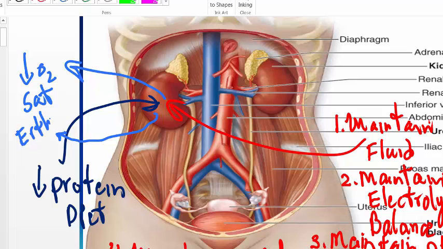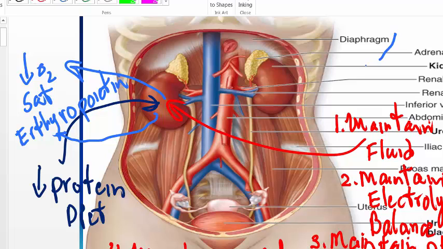erythropoietin. And poietin means... oh, no, it means to form red blood cells. So what erythropoietin does is it stimulates the bone marrow to make more red blood cells.